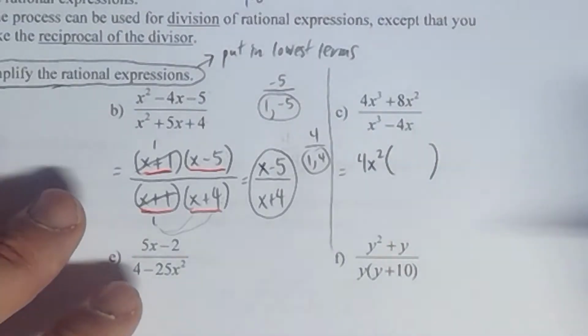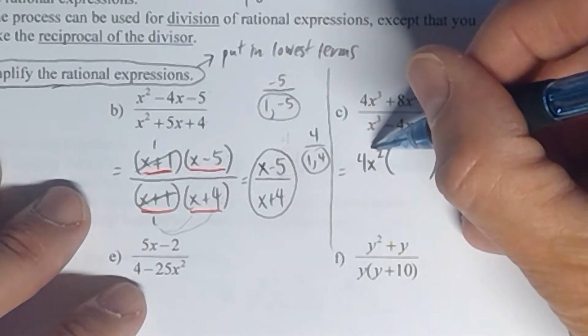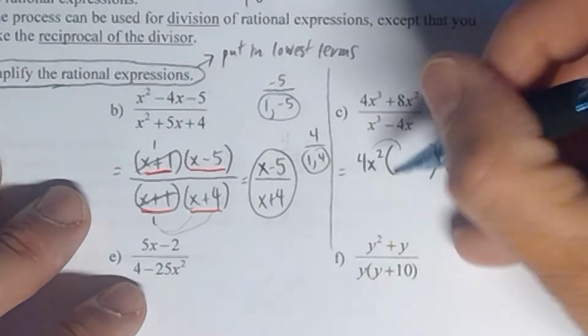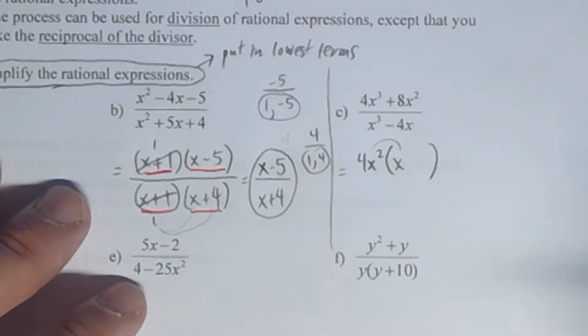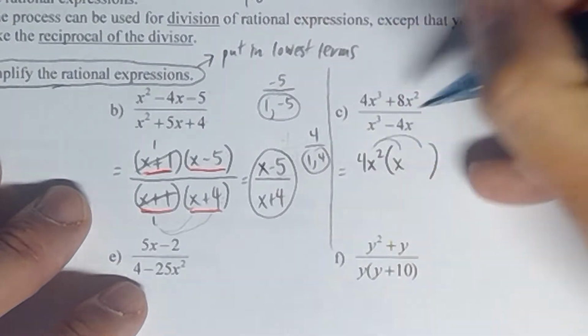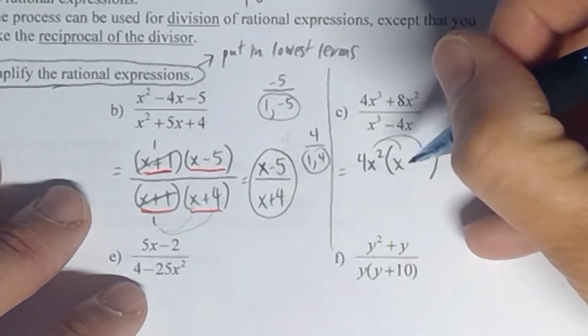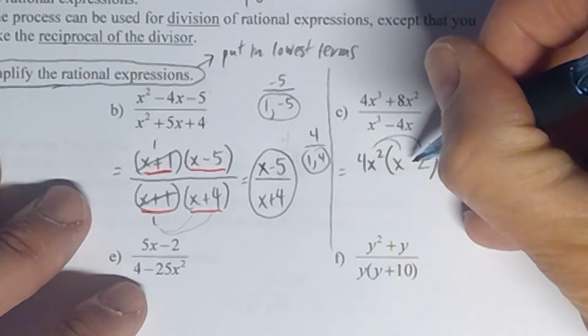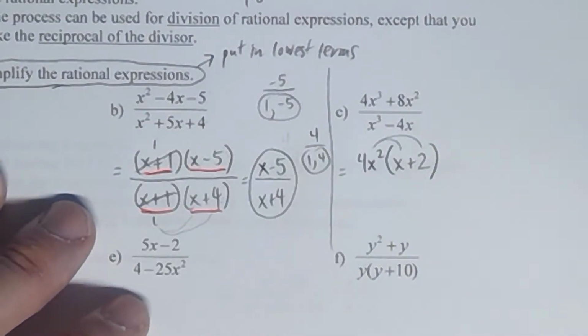What's on the inside there? Well, 4x squared times what is equal to 4x to the third? It's going to be equal to 1x. And 4x squared times what is going to be equal to positive 8x squared? Wouldn't that be positive 2? Which means I got to put a plus right there.